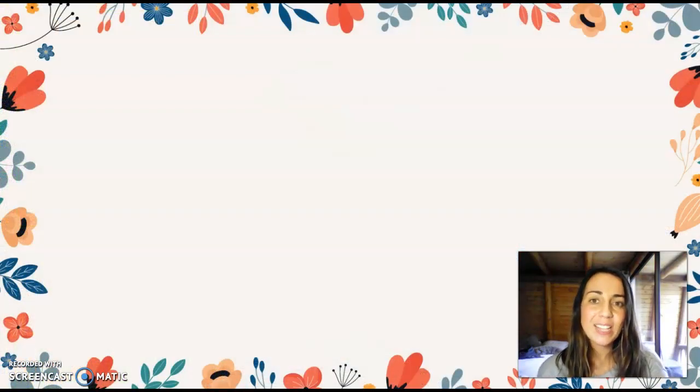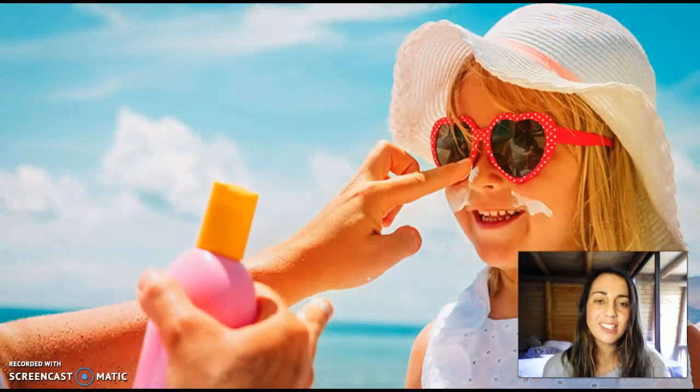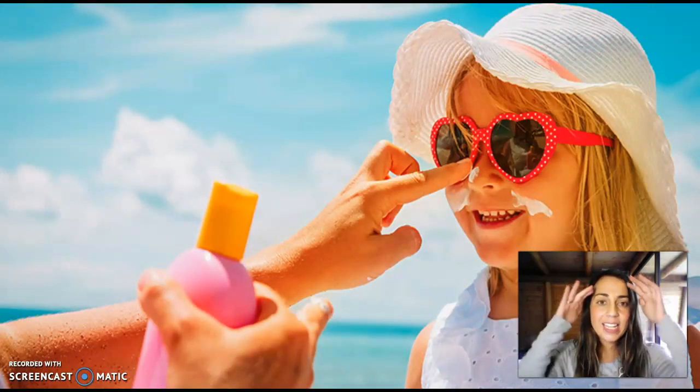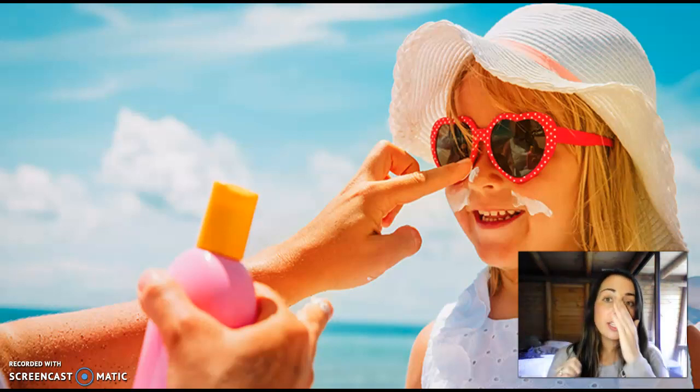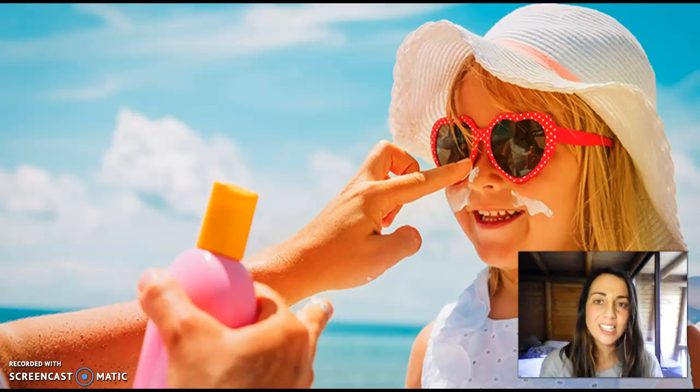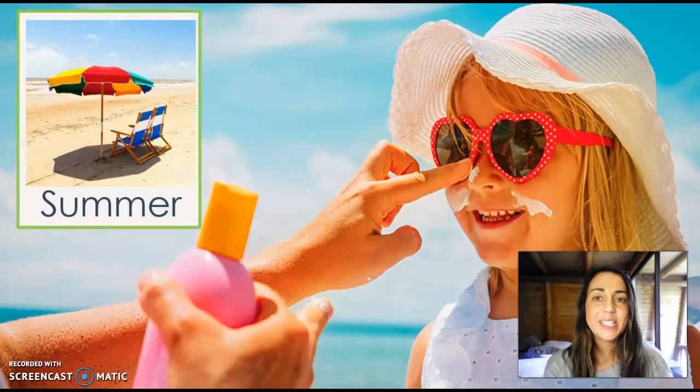Okay, and last one. What season is it? Look, this is a girl who is wearing a hat and sunglasses, and she's putting on some sun cream. Okay, so what season? What is it? Summer. Very good, girls. Excellent.